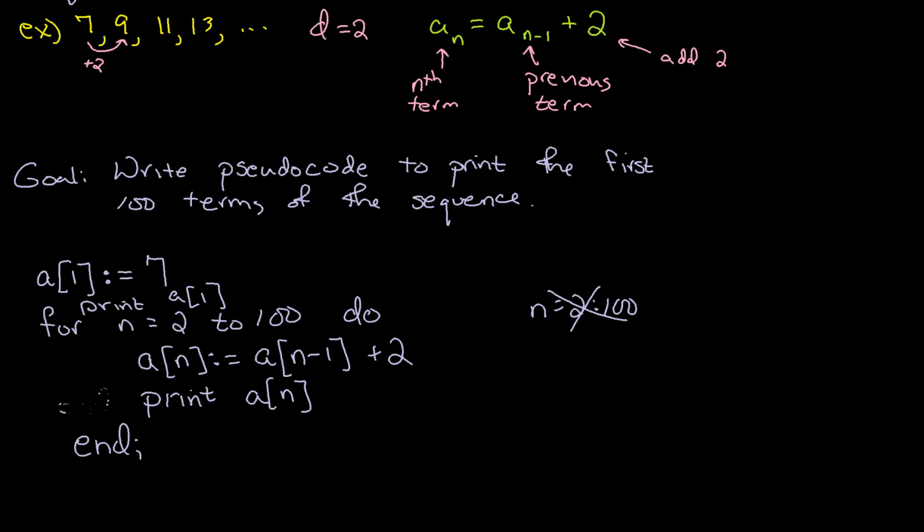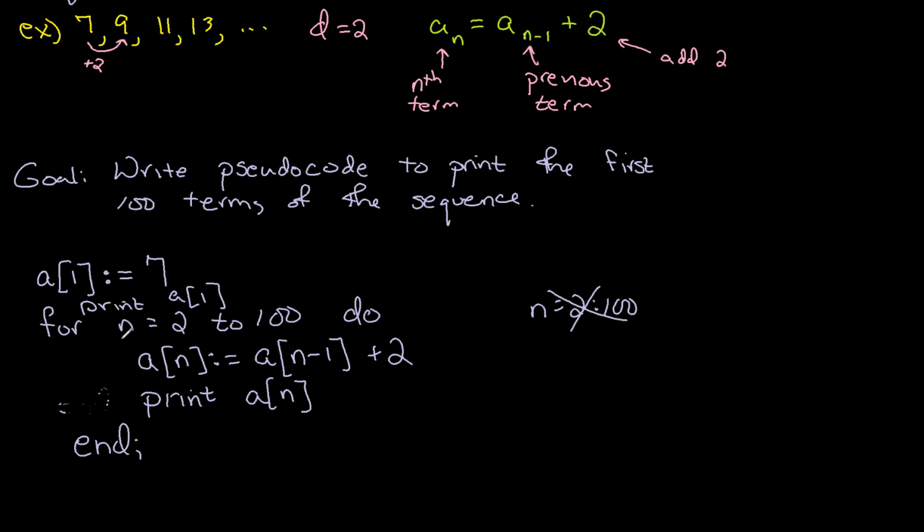Okay, so the first task is we need to set the list or the array or the sequence called A. We need to set the first position equal to the value of 7. And you might want to print out that value right away, or maybe you want to print the whole list at the end. That's kind of up to you where you do the print.